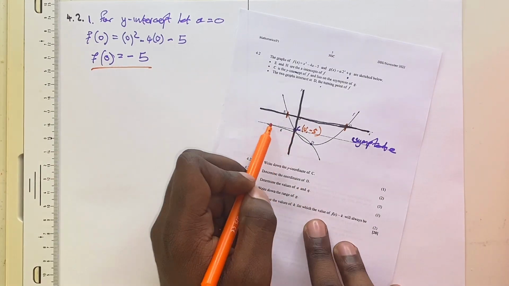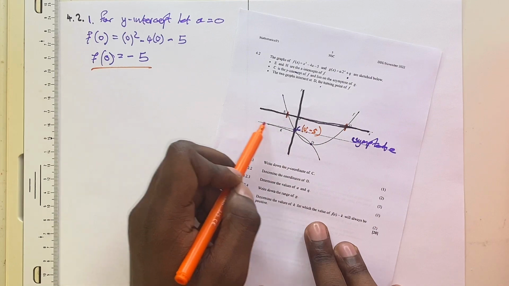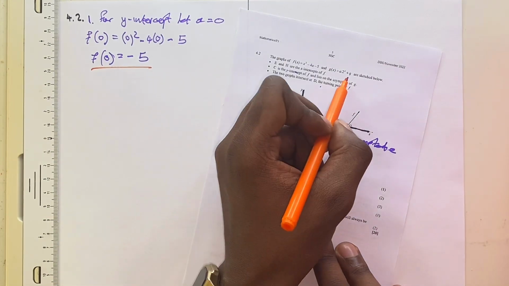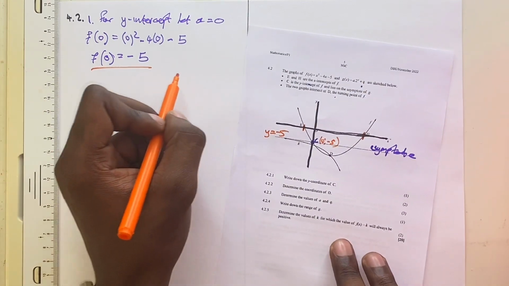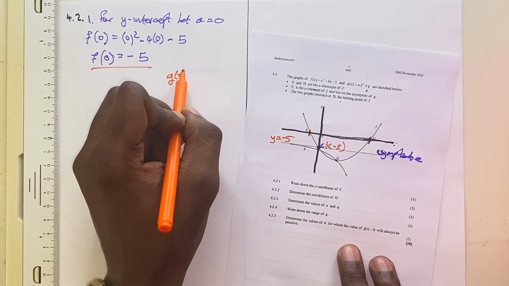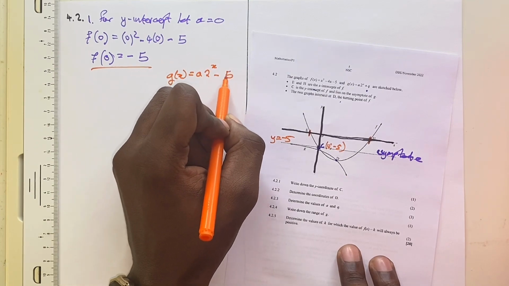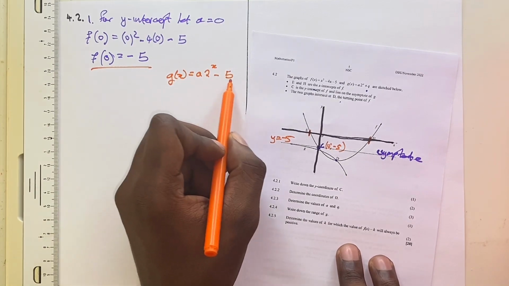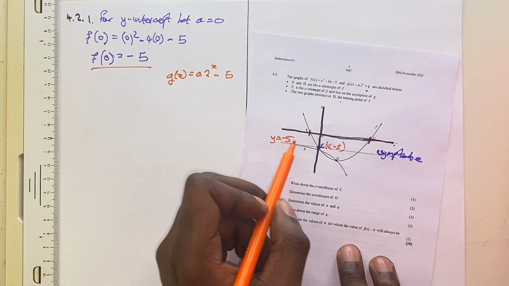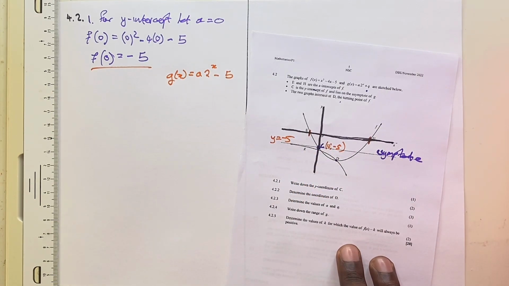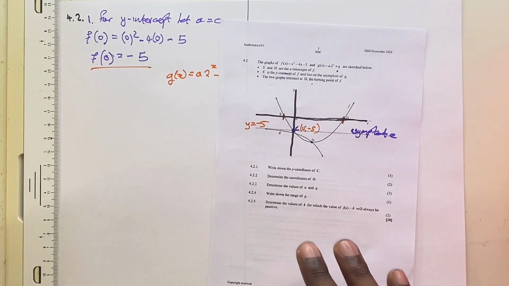That also tells us that this asymptote is y equal to minus 5. So our function here of g is g of x is equal to a times 2 to the power x minus 5, because q is the asymptote, and we found out that where it intersects, it is equal to minus 5.